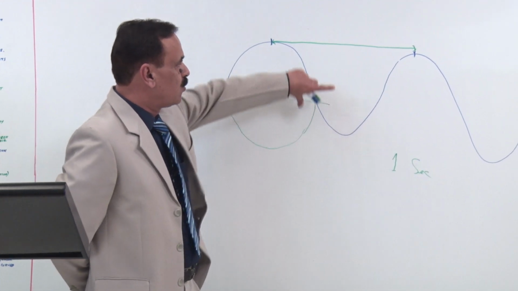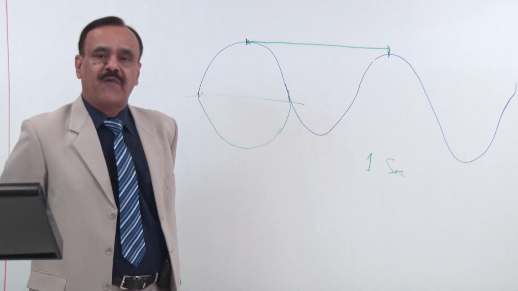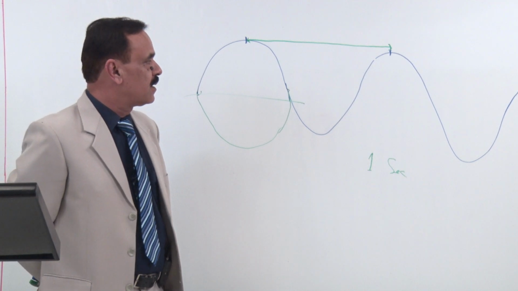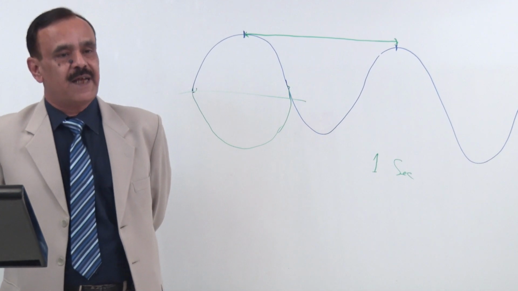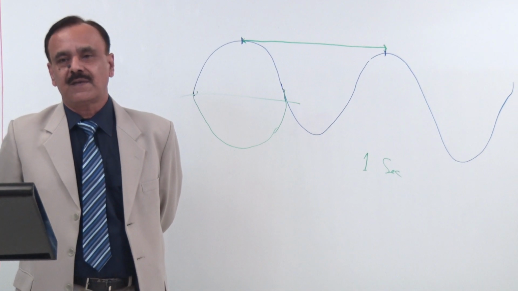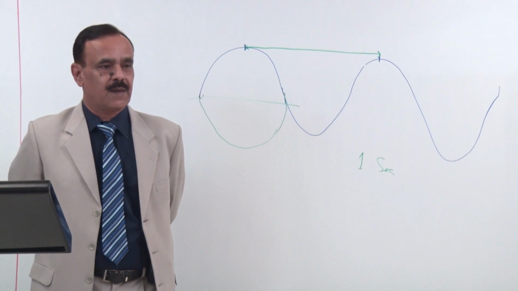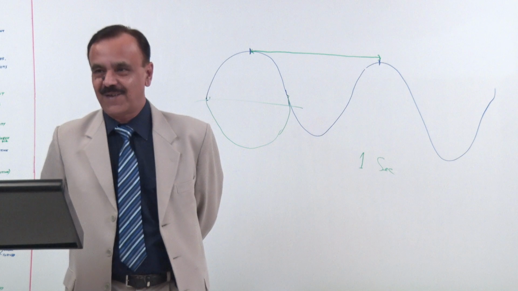If there is only one wave, the frequency is 1. If there are 10 waves in 1 second, the frequency is 10. And if it is 1 million, the frequency is 1 million. Clear? Dr. Star, clear?